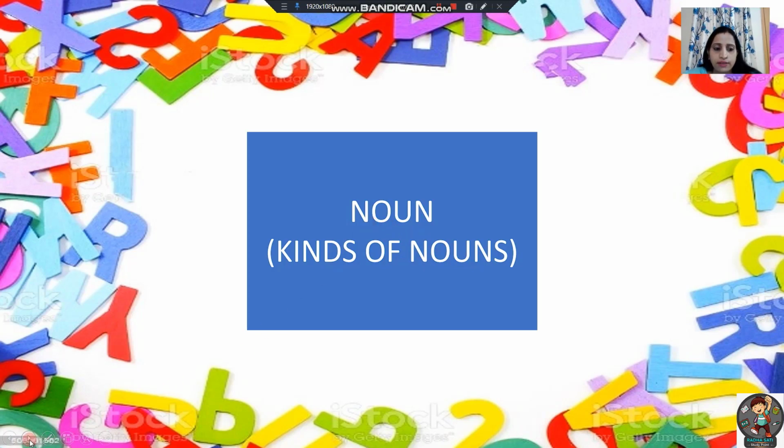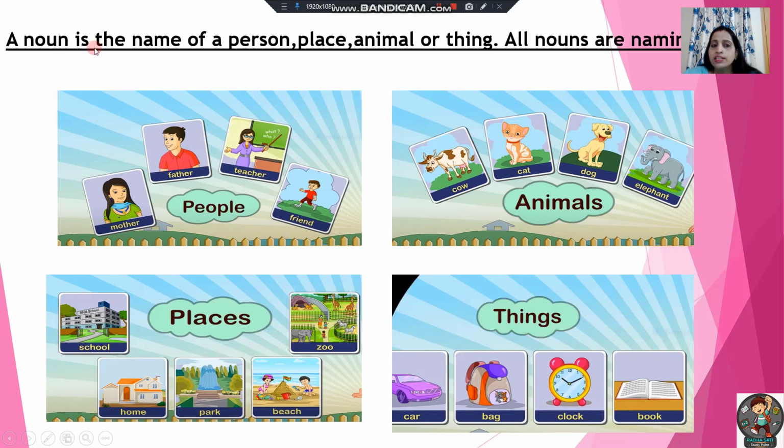So let's see. A noun is the name of a person, place, animal or thing. All nouns are naming words. So nouns are also known as naming words. The person can be anyone like mother, father, teacher, friend. It can be doctor, nurses, etc.